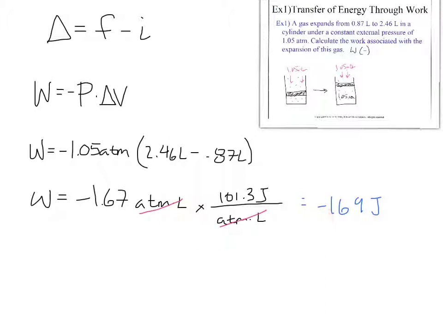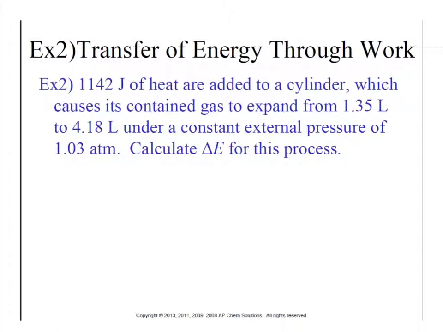And so this is good. We see that our sign does match. We wind up with a negative value because work is being done by the system on the surroundings. And so the amount of energy that is transferred would be 169 joules, and it's being transferred from the system to its surroundings. All right, here's another example.